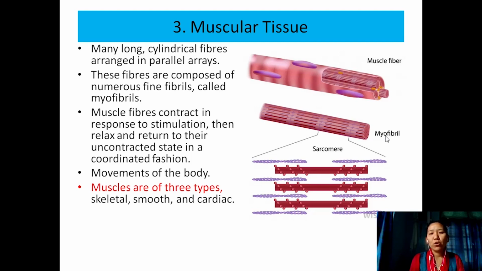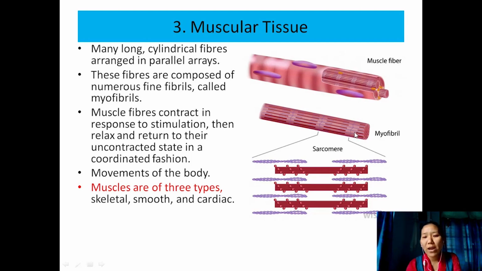So muscle tissues are made up of a number of cells called muscle fibers. They are present as a bundle covered by a common sheath here. And this muscle fiber contains so many myofibrils, which are composed of protein.